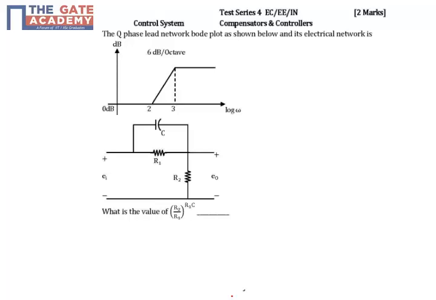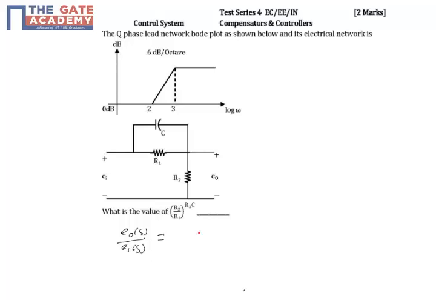Now first we have to find the transfer function of this network, Eo(s)/Ei(s). To find the transfer function, we have R2 in series with the parallel combination of R1 and C. First we will have to determine the equivalent impedance of the parallel combination of R1 and C, and that will be in series with R2. So in that condition we can apply the voltage division rule to determine the transfer function of this system.